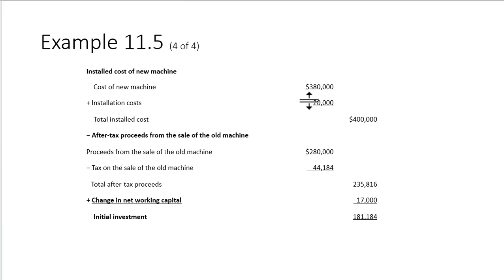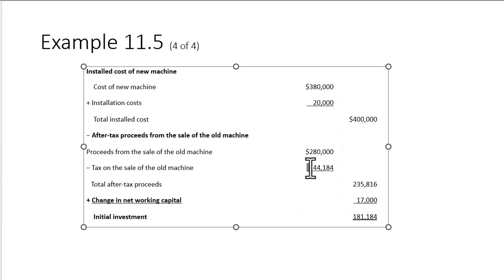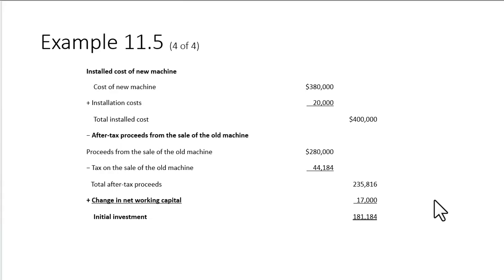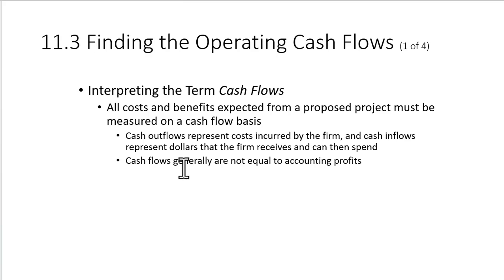And of course, if we did this by hand, it would be done the exact same way. The only thing we would have to do is calculate the book value here and calculate the taxes separately and in another place, obviously. So again, the initial investment of this project is $181,184. So what about operating cash flows?